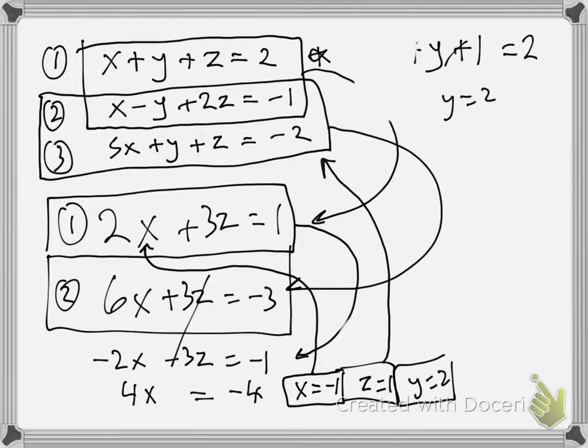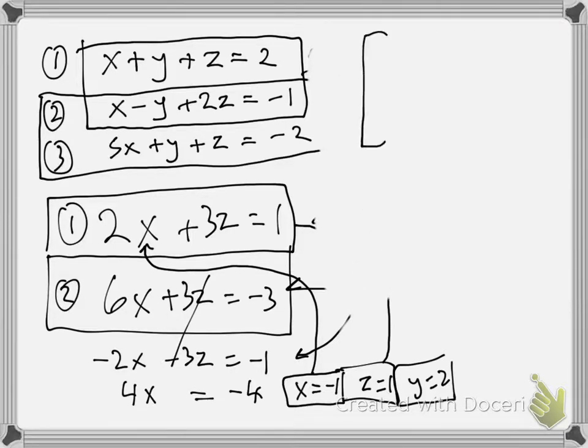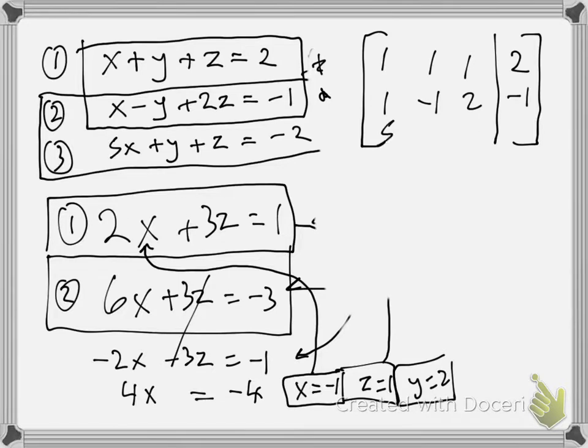But I am going to show you, and leave the answers down there, those three equations can be used in a matrix that looks like this. You just write the coefficients down. And here it is, look. 1, 1, 1, and it equals 2. 1, -1, 2, -1. Can you see? I am just looking at the coefficients. 5, 1, 1, negative 2. Now that's what a matrix looks like, okay?